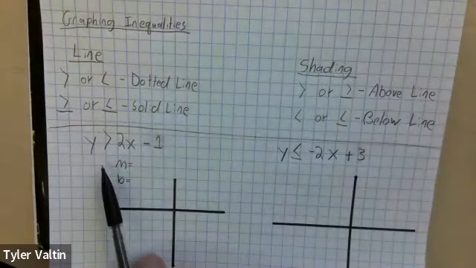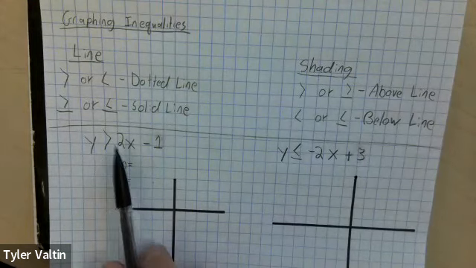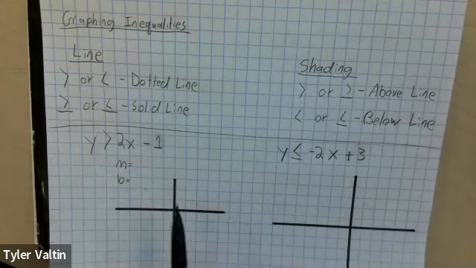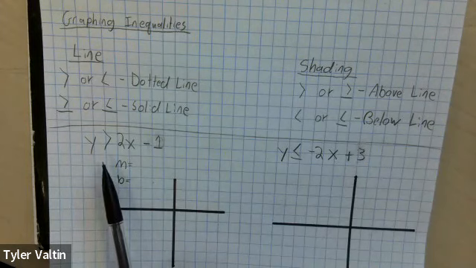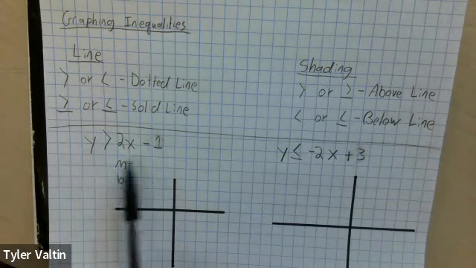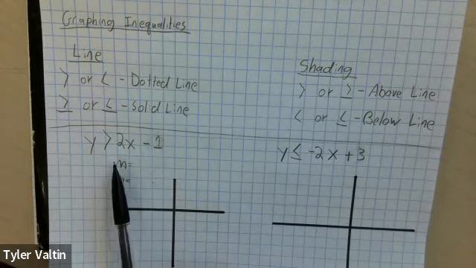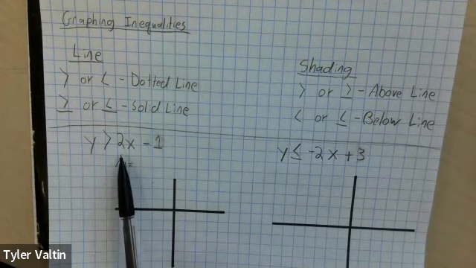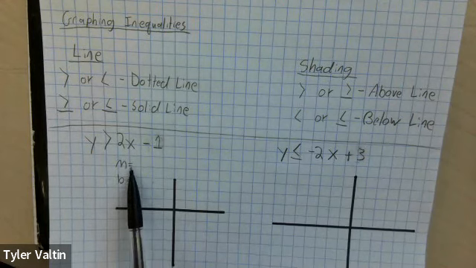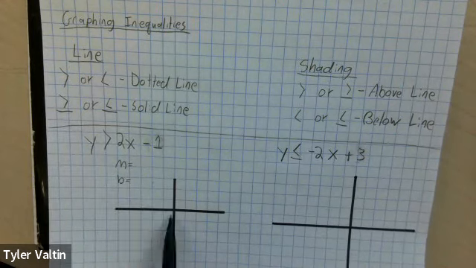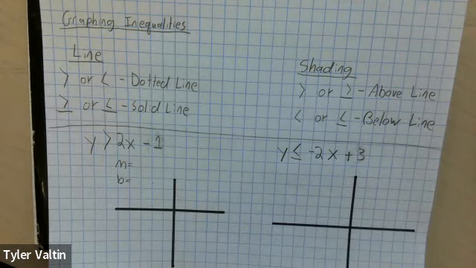Now, let's just jump right ahead. We'll talk about the line and the shading in a second. But what's nice about graphing inequalities is it's the same setup as when we're graphing equations. We want our inequality to be in y equals mx plus b form, in slope-intercept form, so that we can pull out the slope and we can pull out the y-intercept and graph our equation.